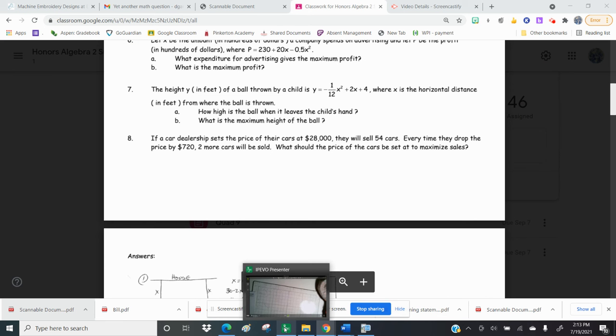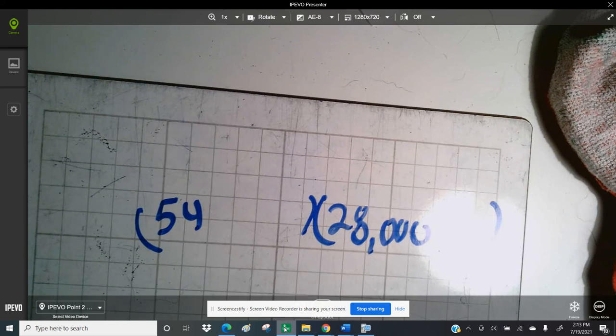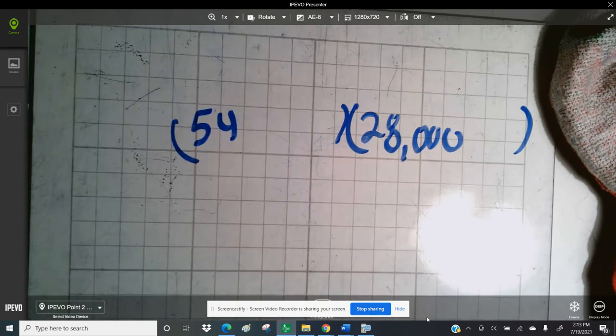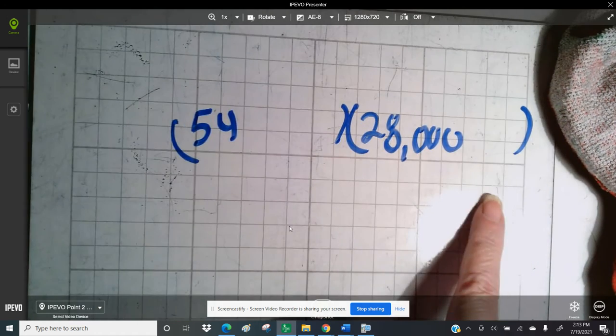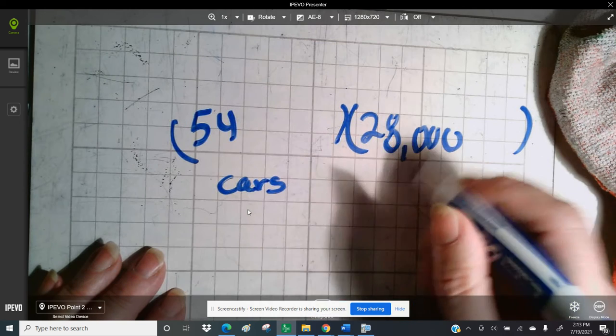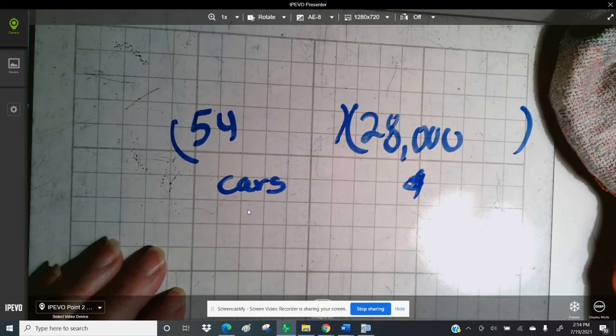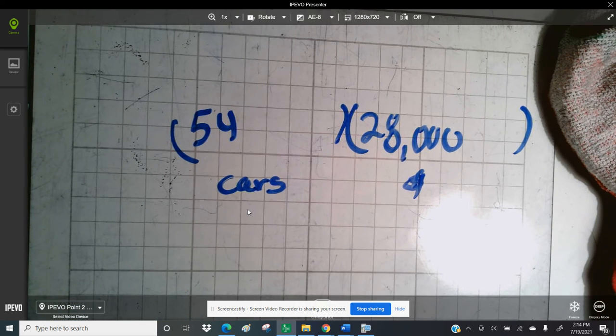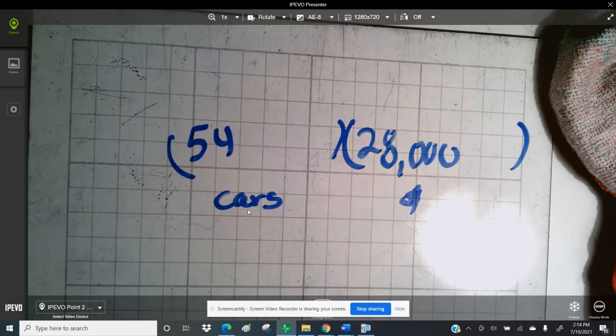So first thing you want to do is think about, well, what's happening right now? Well, right now they're selling 54 cars, and they're selling them for $28,000. So that's how much revenue they're making right now. So this parentheses is going to be number of cars, and this parentheses is going to be how much they sell it for. So you always want to declare your variables.